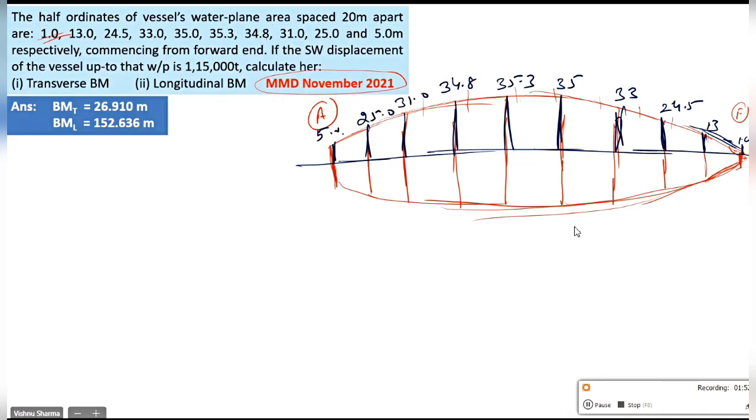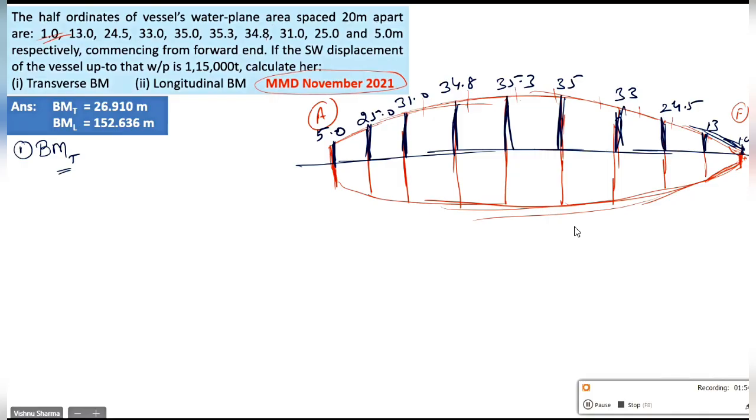And 5 meters. So these are the half breadths given. Vipul can come in the meantime. That's not an issue. Guys, is the diagram clear to everybody for the water plane given in the question, or is there any doubt? Okay, fine.